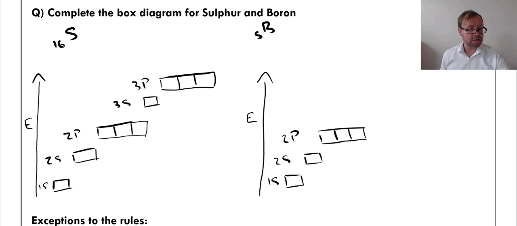So we need to fill 16 electrons, so 1, 2, 3, 4, 5, 6, 7, 8, 9, 10, 11, 12. Remember, fill separately if they can, and then join up, because otherwise this would be wrong. Boron has 5 electrons, so 1, 2, next energy level, 3, 4, and 1 in the 2p subshell. Right, hope you're getting it, and we will carry on.